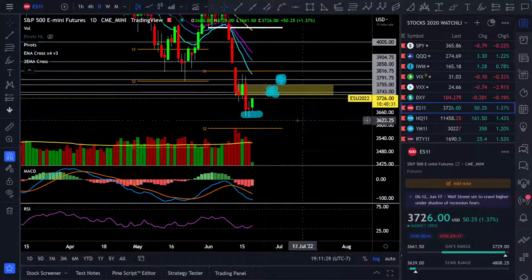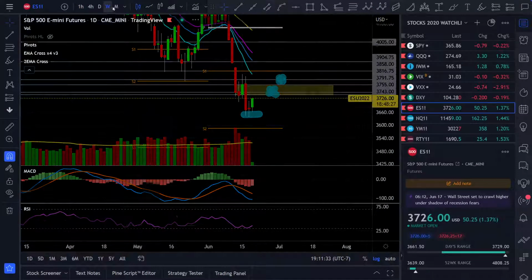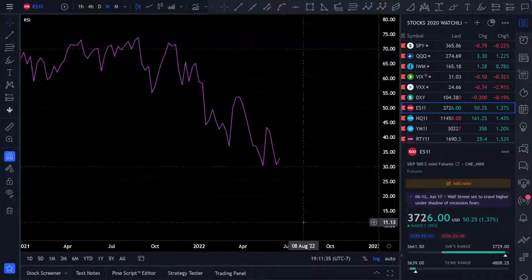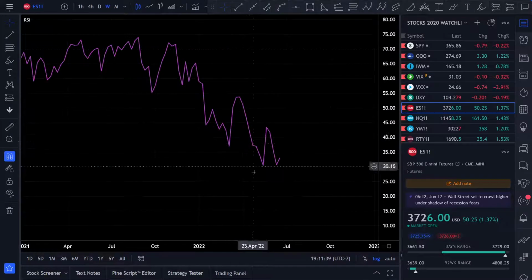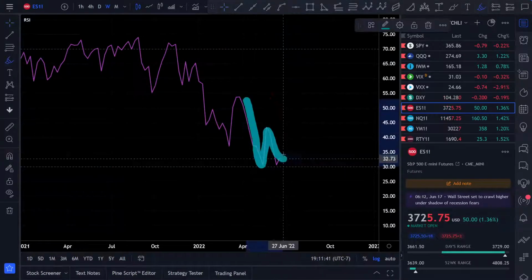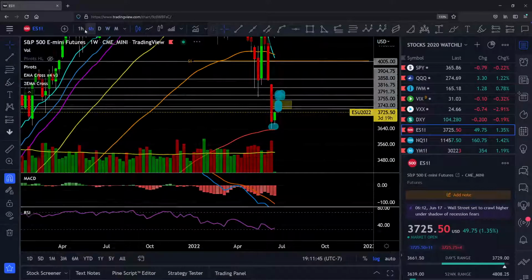Okay, so we have to just watch out for that. We did also have a little double bottom on the RSI. Our weekly, we did just hit right above 30. Interesting. And this could be an interesting weekly double bottom on the RSI. Would be interesting if we rally up from this point in the stock market.